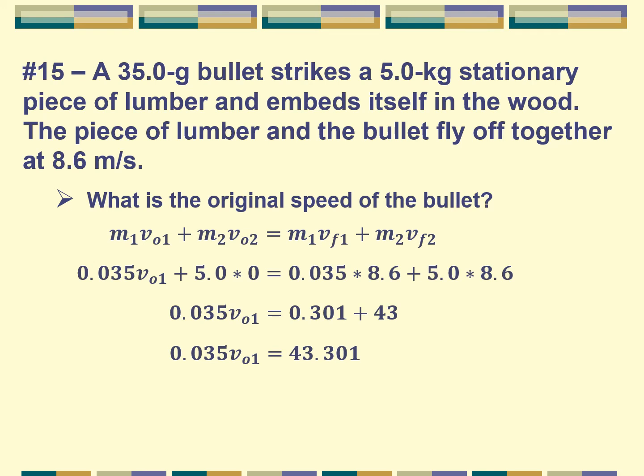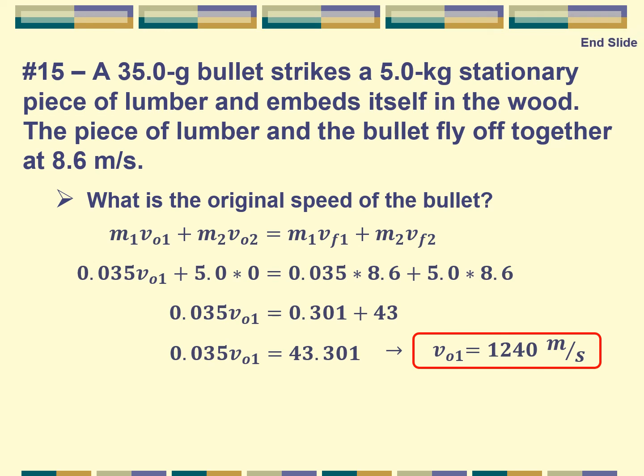All right, so you punch this in your calculator, you get 0.035 times 8.6, that gives you 0.301, and then 5 times 8.6 gives me 43. Then we add those together, we get 43.301. Then we divide by 0.035, get our initial velocity is 1,240 meters per second.